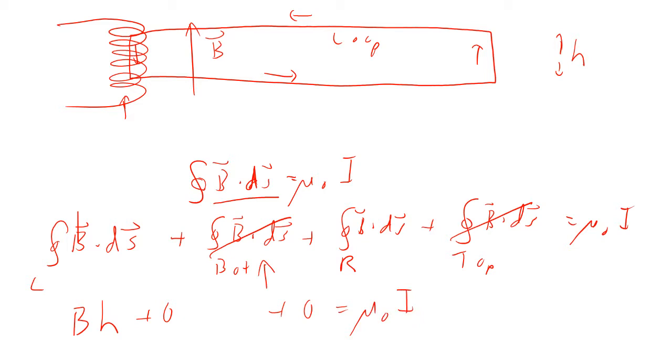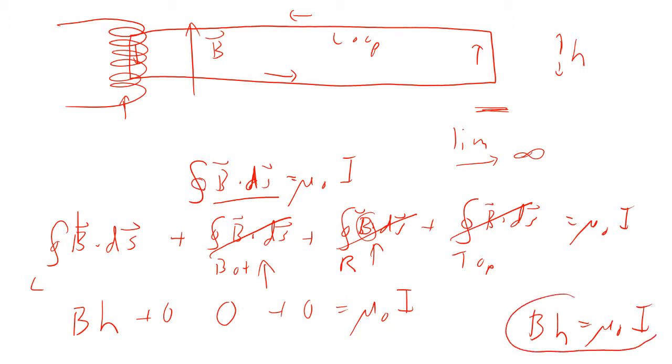Now, what about on the right-hand side over here? If I take a limit as that goes to infinity, how strong is the magnetic field infinitely far away? Well, that's going to be 0. So the b right here is going to be 0, which makes the integral 0. So that means b times h equals mu naught I. So that's the result of doing Ampere's law for that particular loop.